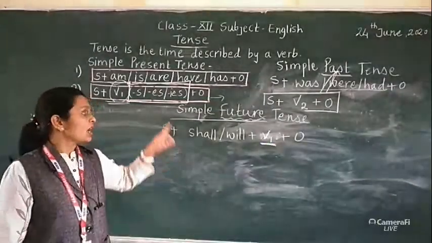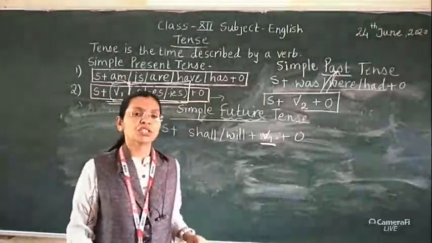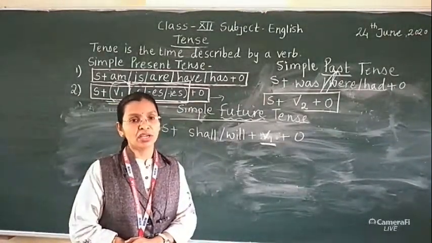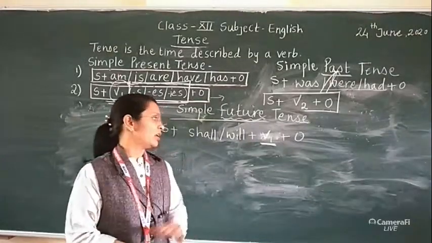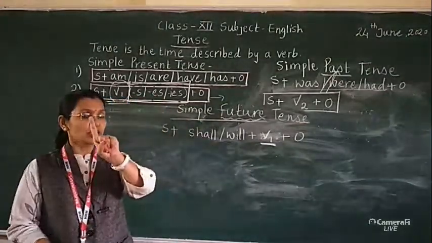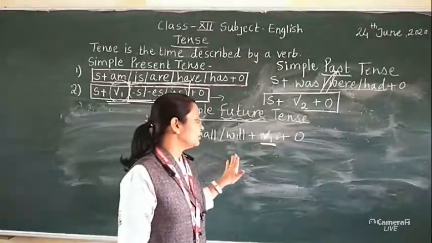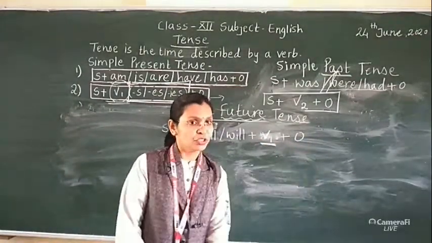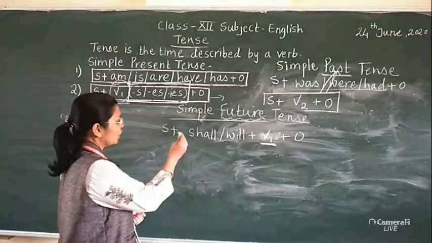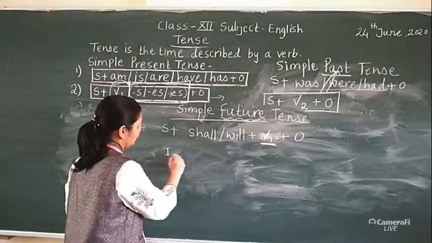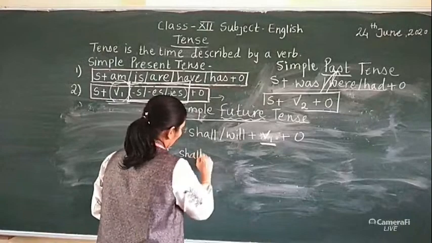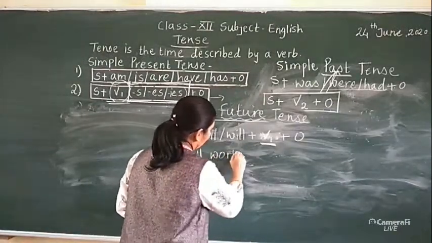In the last lecture, I have already told you that simple future tense is a special tense. Okay, like our special child. So remember that here it is only one formula. Okay, and what is the formula? Subject plus shall, will plus V1 plus object. Okay. So for example, I shall work very hard.